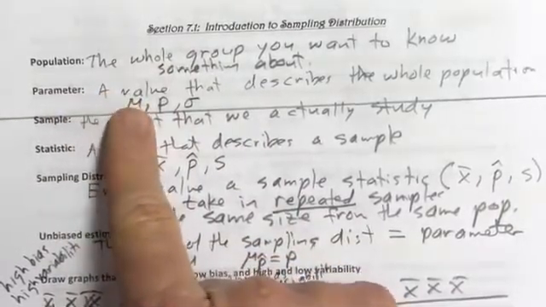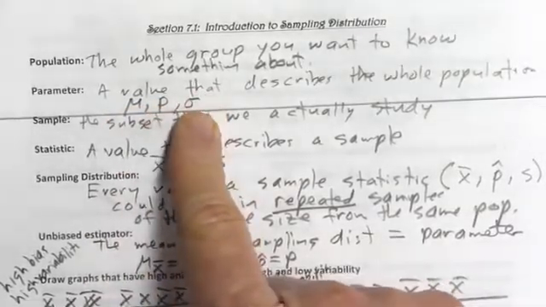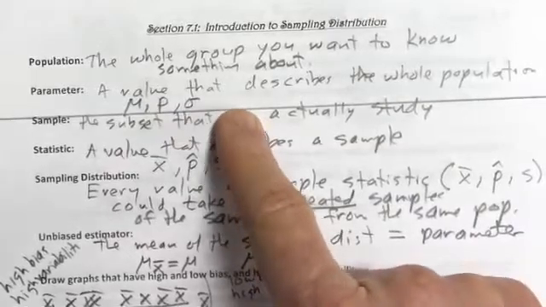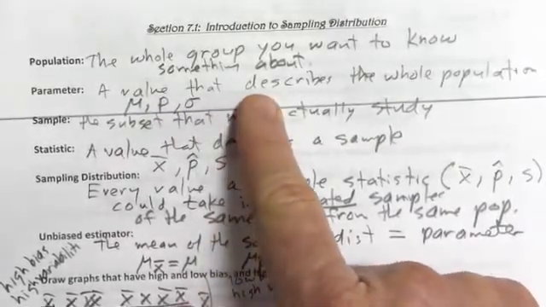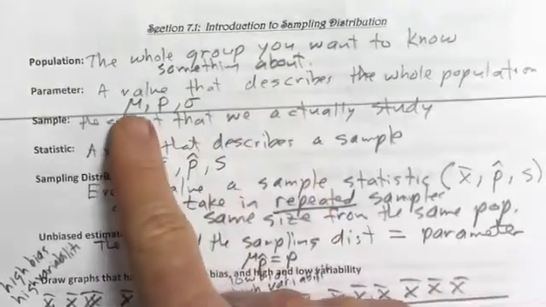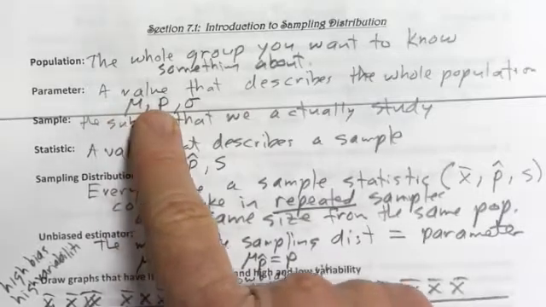And it could be a mean, which is a mu. It could be a p, which is a proportion. It could be a sigma, which is a standard deviation. Or it could be a population median, which we don't have a little notation for, or a population interquartile range, or a population 30th percentile, et cetera. But the main ones that we're concerned with are mu and p, the mean and the proportion, as far as parameters that we're trying to estimate.